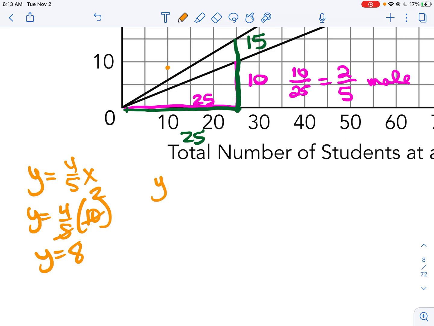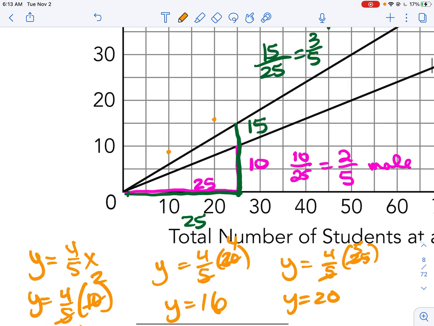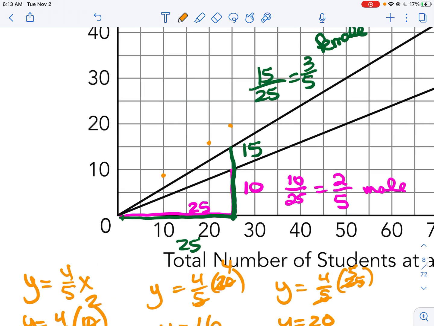So let's try 20. 4/5 and 20. That goes in 4. That's going to be 16. So that's a little bit here. So let's try 25, because the other ones worked on 25. That goes in 5. That would be 20. Look at that. So that means this one would be 25, 20.